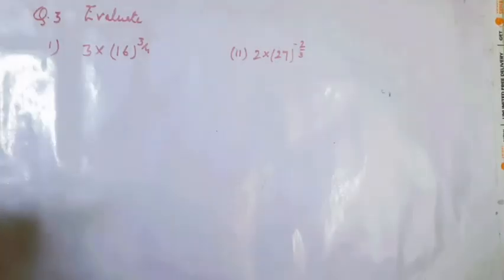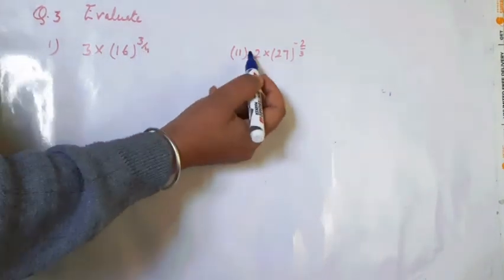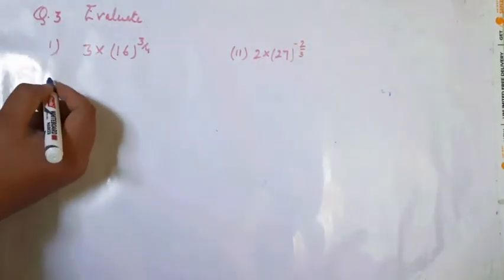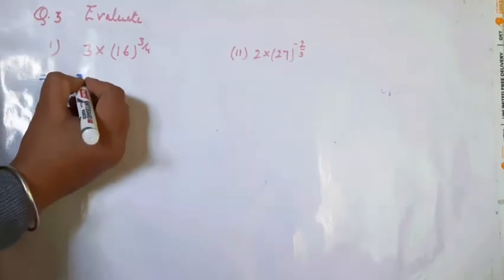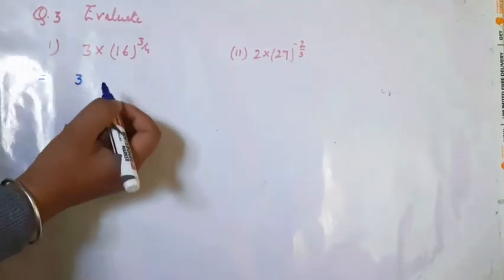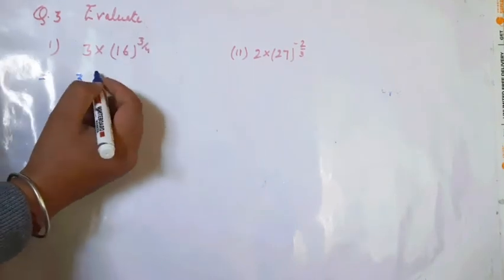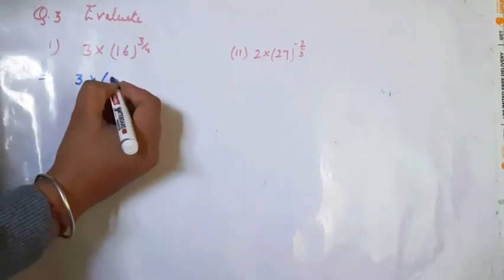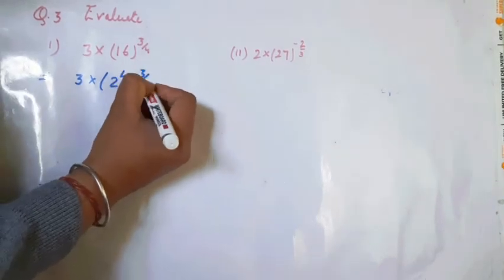So our next question is evaluate. What you need to evaluate? First part is 3 multiplied by 16 raised to power 3 upon 4 and second part is 2 multiplied by 27 raised to power minus 2 upon 3. So let us evaluate first part. This will be equals to 3 as it is. You have to write its power in the form of p upon q. So to simplify it, first of all factorize the base and this can be written as 2 raised to power 4 and whole power 3 upon 4.